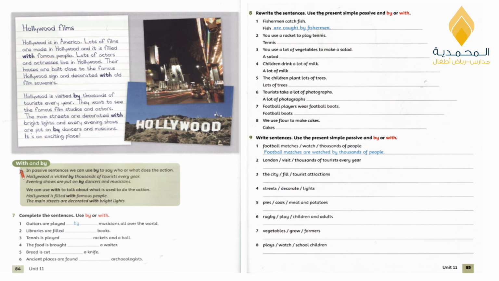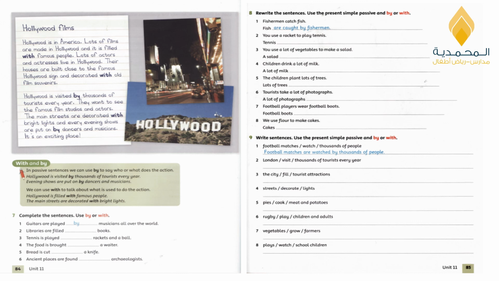Number 9. Write sentences. Use the present simple passive with by or with. Football matches watch thousands of people. Follow the example. Football matches are watched by thousands of people. Number 2. London visit thousands of tourists every year. London is visited by thousands of tourists every year. Number 3. The city fill tourist attractions. Yes, the city is filled with tourist attractions.